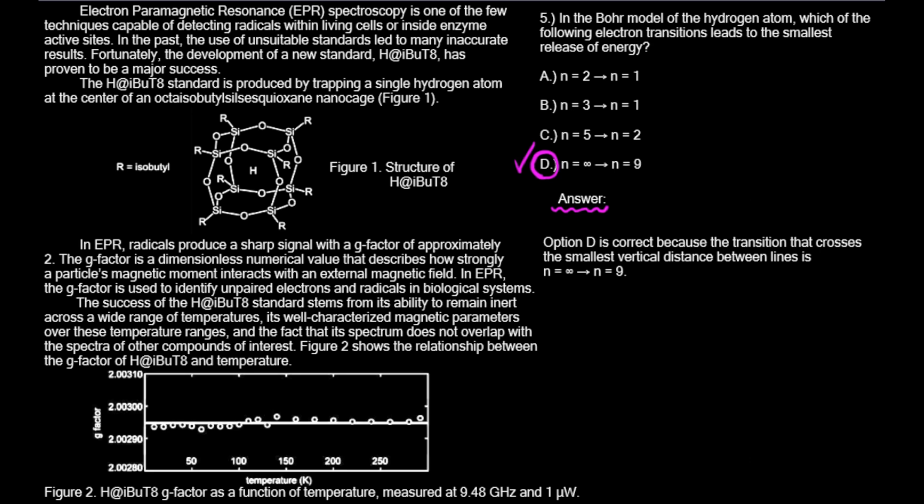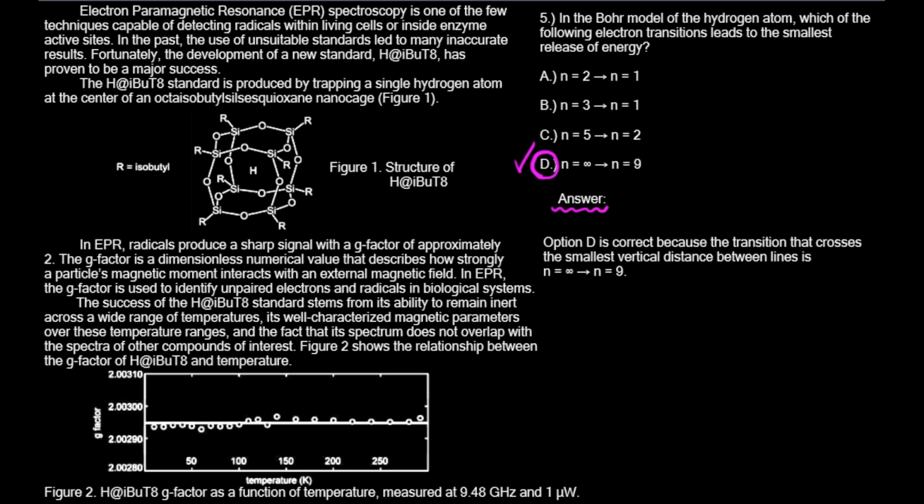Now, here's a key MCAT rule you must remember. The closer the energy levels are, the smaller the amount of energy released when an electron transitions between energy levels. Let's quickly check the answer choices. Transitions like n equals 2 to n equals 1 and n equals 3 to n equals 1 involve large drops in energy because these levels are far apart in terms of energy and are closer to the nucleus. The n equals 5 to n equals 2 transition still releases a moderate amount of energy.